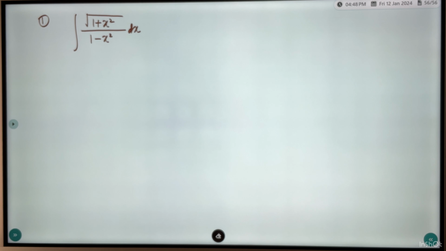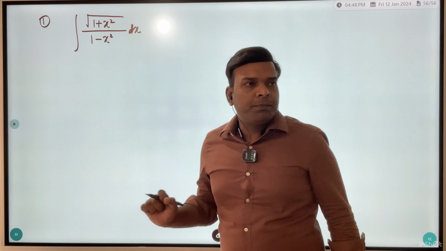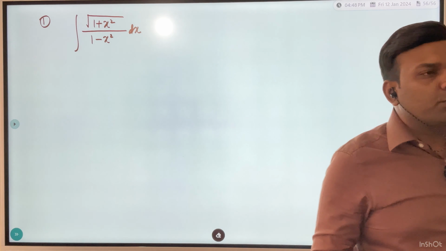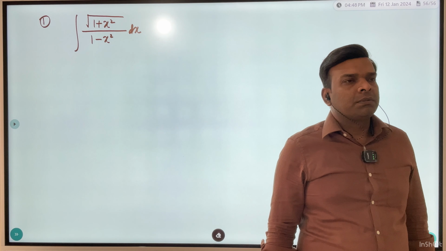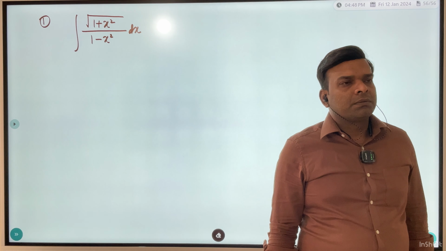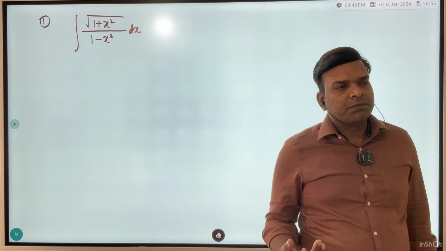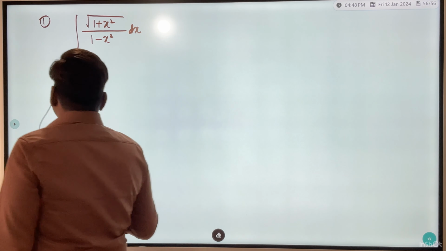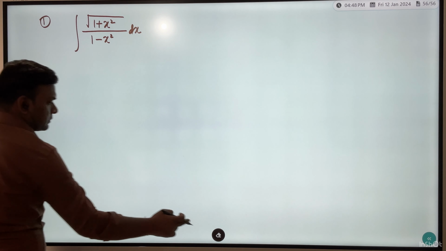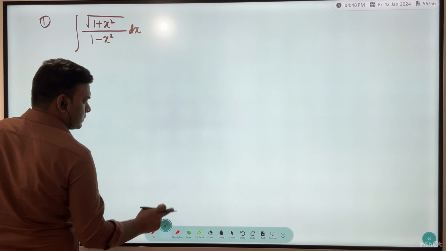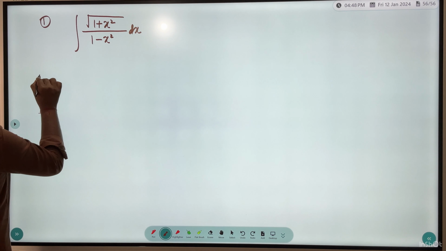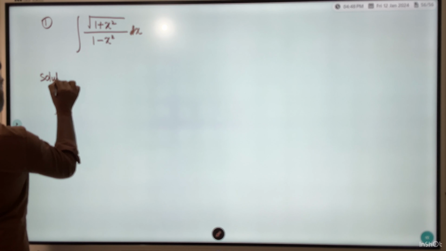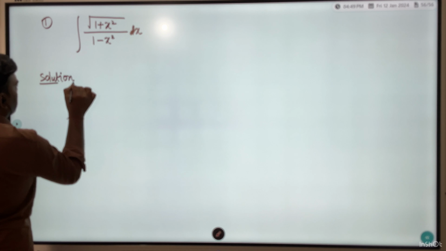In today's session, we are going to take an indefinite integration problem. Here we can see the problem is the integral of square root of 1 plus x square divided by 1 minus x square dx. In such kind of problems, we will try to remove the square root from the numerator and we will keep the denominator as it is. So to make it free from a square root in numerator, we will multiply and divide by a square root of 1 plus x square in numerator and denominator.